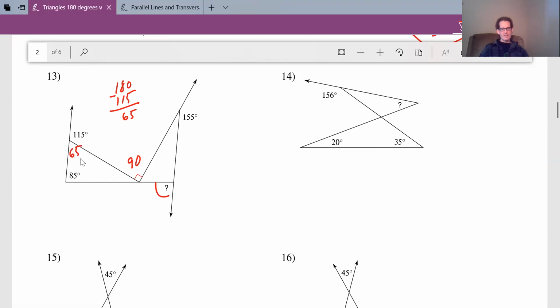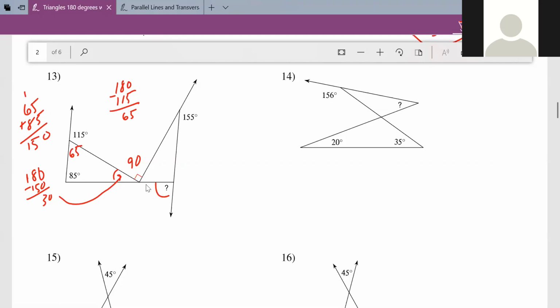And I'm going to add these two to find out what this angle is right here. So I have 65 plus 85. That's going to equal 150. So now if I simply subtract that from 180, I'm going to get this missing angle right here. So 180 minus 150 is 30. That's this angle right here.